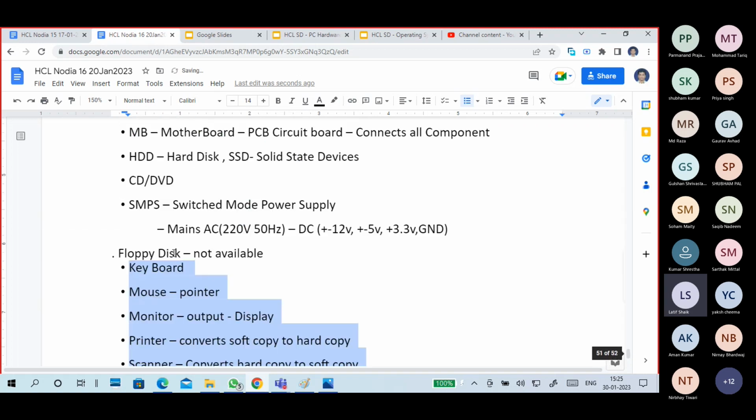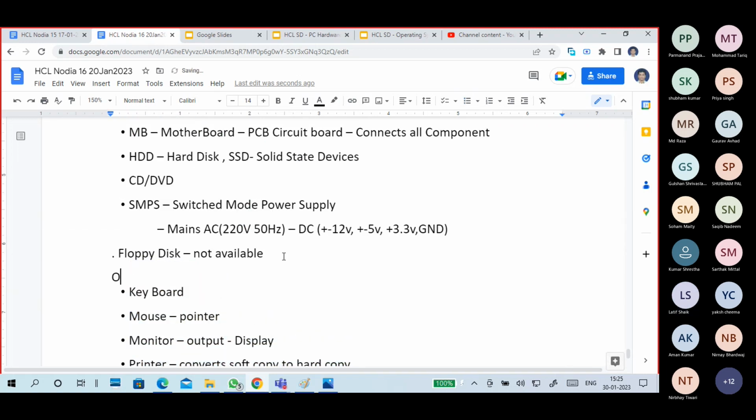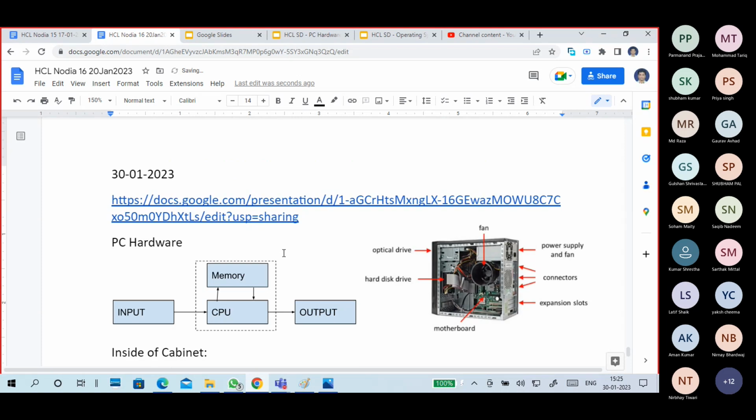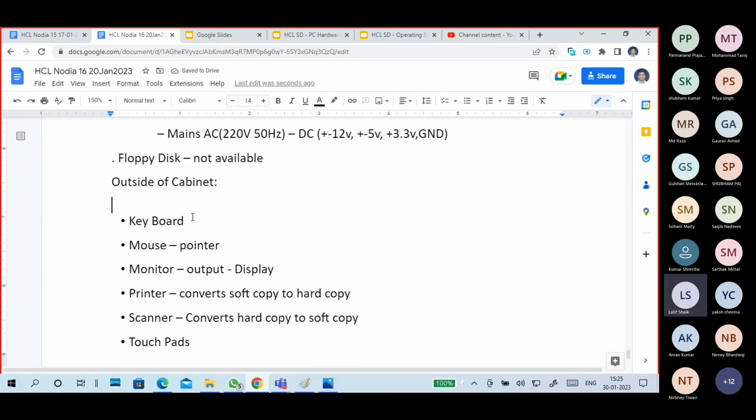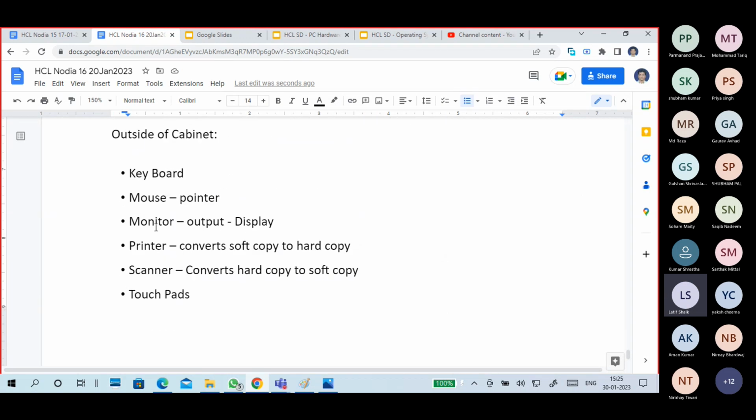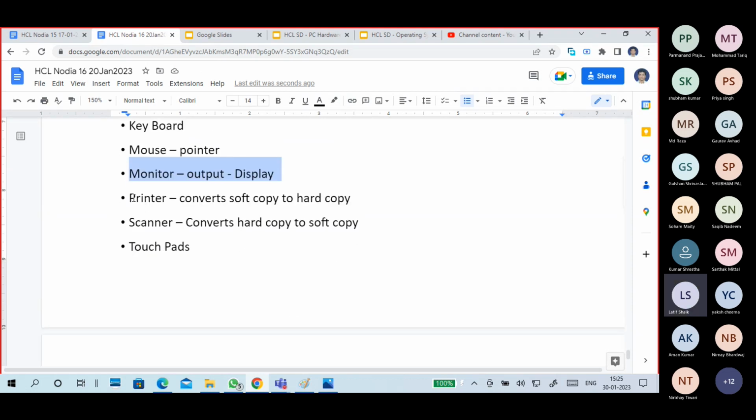Okay, so like a keyboard, you are connecting keyboard, mouse is a pointer device, of course, monitors, which are display devices or output devices, printers, scanners. What is a printer? A printer converts your soft copy to hard copy. A scanner converts hard copy to soft copy.